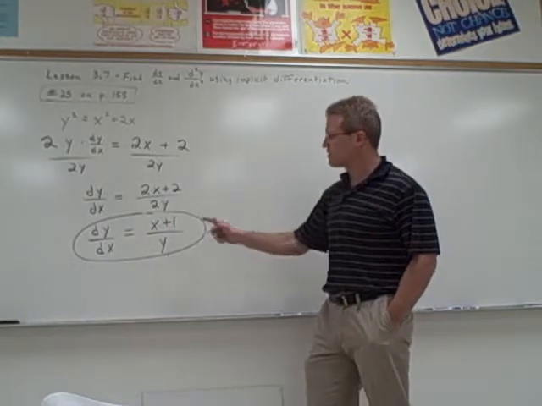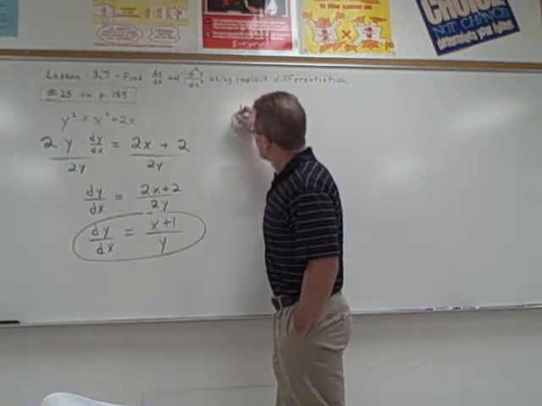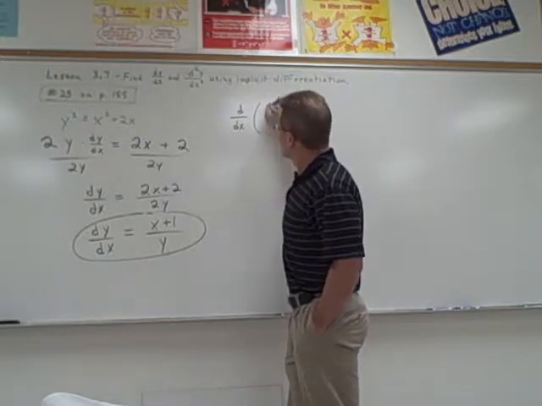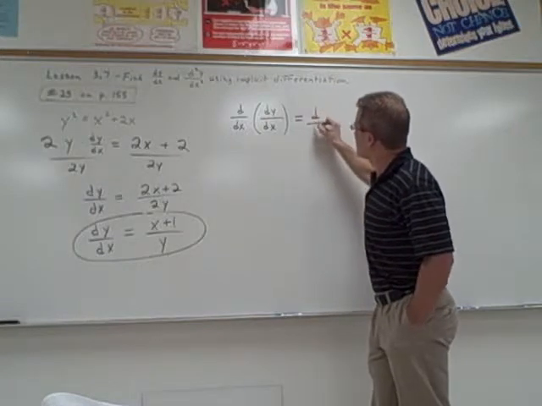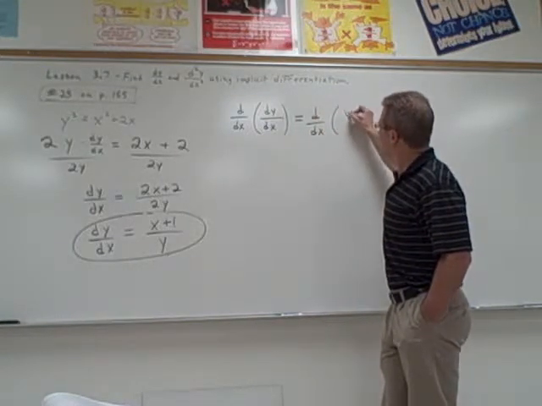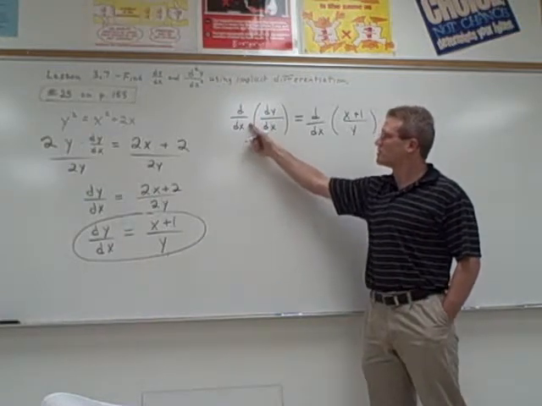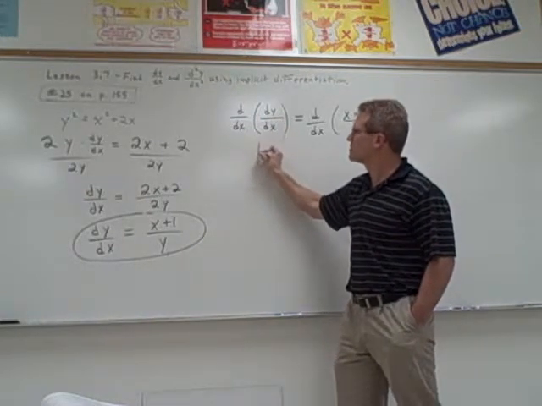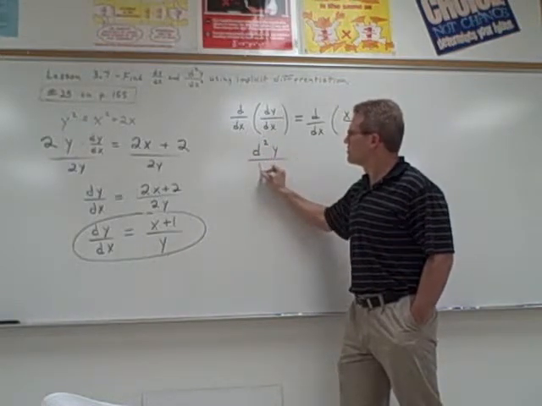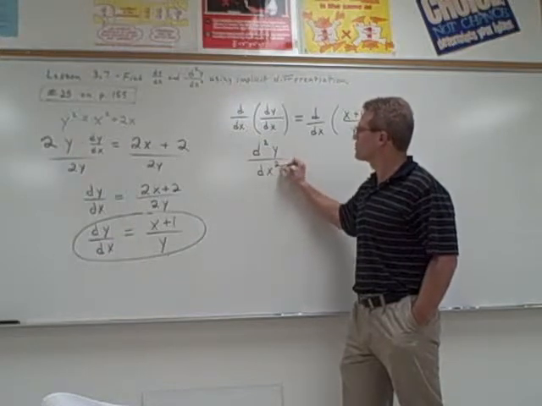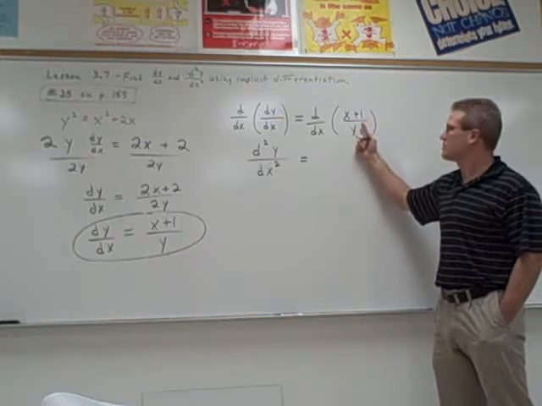To find the second derivative, we're going to do the derivative of this. So the derivative of the left side would look something like that. The derivative of the right side, symbols would look like that. So the d over dx means I'm doing the derivative of the derivative. So this left side then becomes d squared of y, or the second derivative of y, with respect to x squared. On the right side, to get the derivative of this, we're going to use the quotient rule.